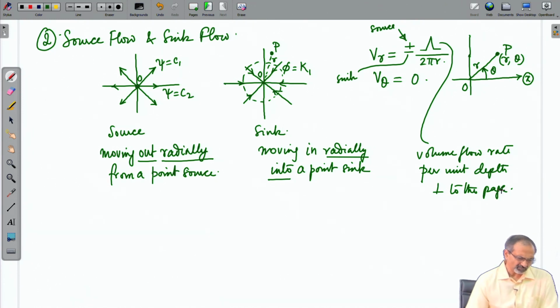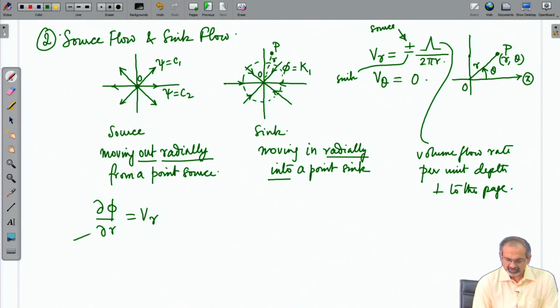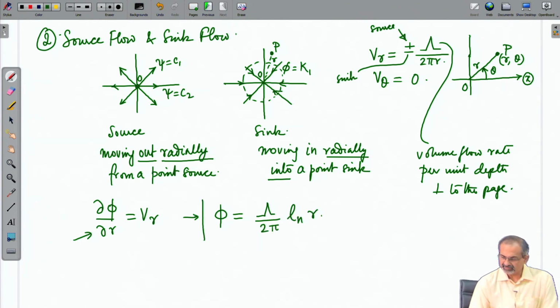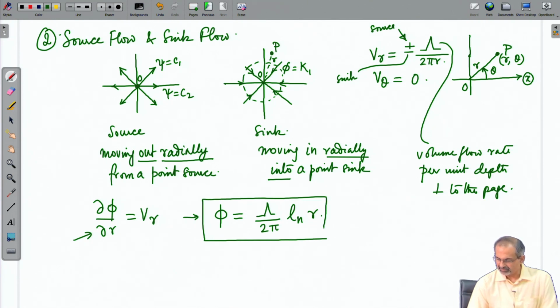In terms of the velocity potential, we would find that del phi del r is equal to V r. We are working with cylindrical polar coordinates. Please take care of that. And if we integrate this, we will get the velocity potential, which will come out to be capital lambda by 2 pi natural log r. So, this is the description of velocity potential for a source. Similarly, for a sink it will be minus.